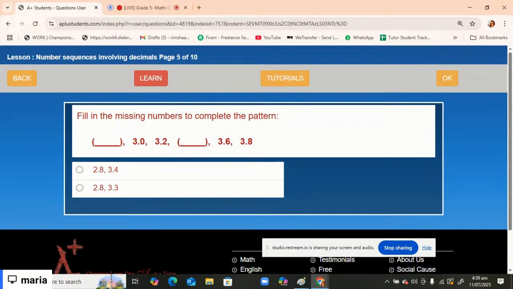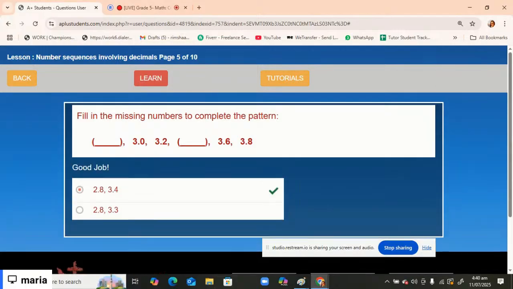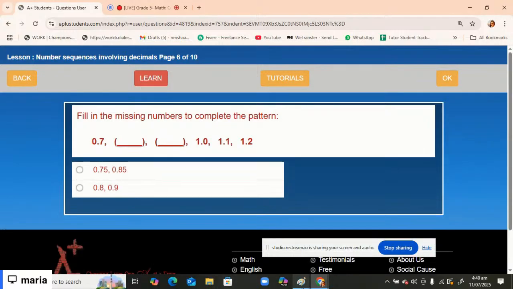Fill in the missing number to complete the pattern. So 2.8, then 3, then 3.2, then 3.4. Just two is increasing on each side. Hope you guys understand this lesson.